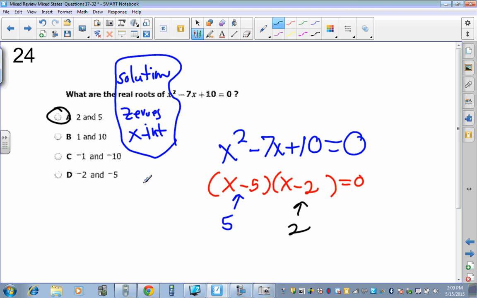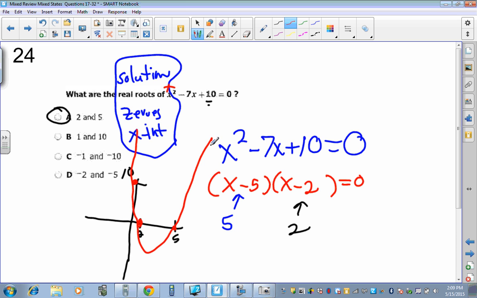They may ask you to graph this thing, okay, using the roots. So you'd have 2 and 5 for your roots. The y-intercept is positive 10. There's the y-intercept. We know this is concave up, since the leading coefficient was positive x squared. So there are your roots. There's your y-intercept, so we connect. And we know the graph would look something like that.